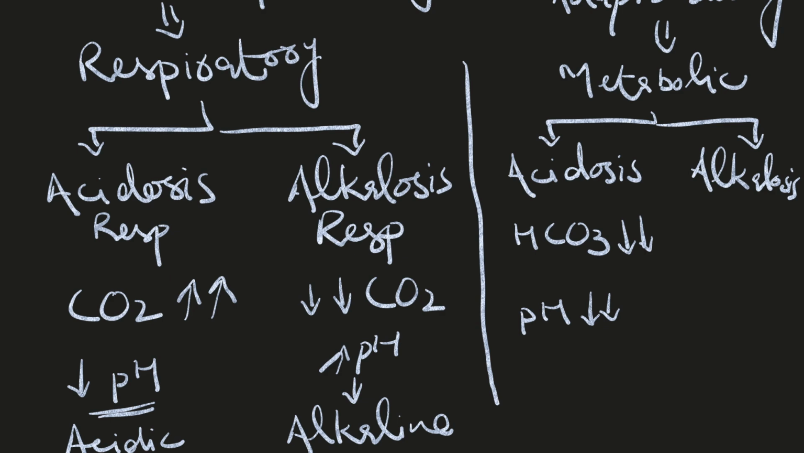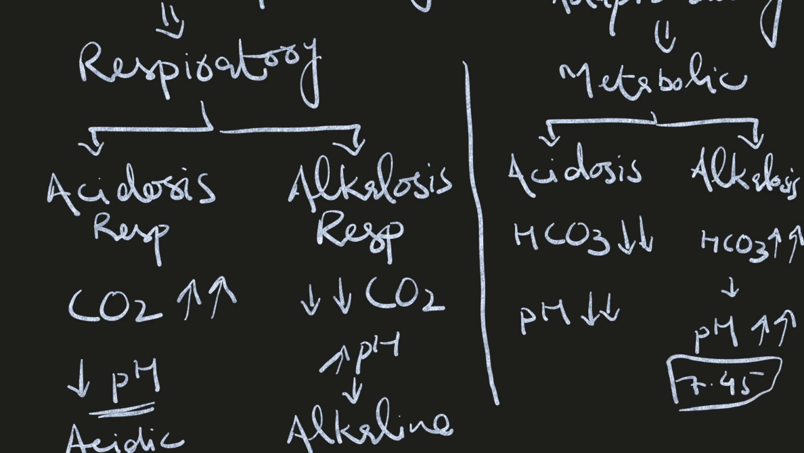On the other hand, if you add a base like bicarbonate to your blood, what will happen to pH? It's going to get higher. Higher means that it will be above 7.45. It will be 7.50 or maybe more than that.